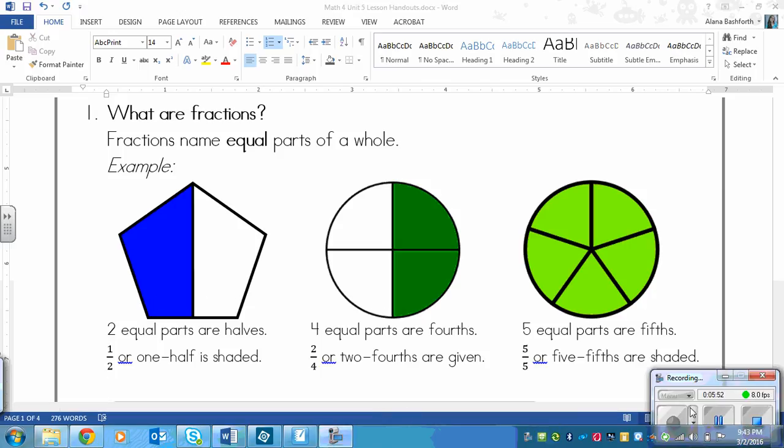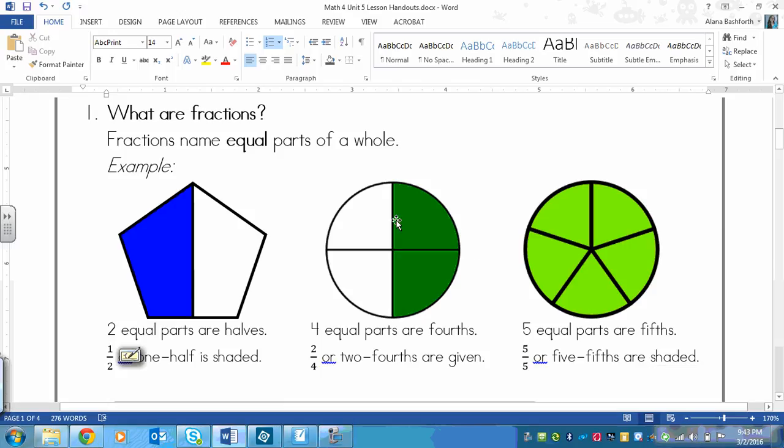Next one we've got here. I've got four pieces in total, so that means that I have fourths. Fourths, notice the TH at the end, THS. And then two of them are shaded. So if I have fourths and two are shaded, then I have 2/4. Now I can write it as 2/4 here. And again, I would say this as 2/4 as well.